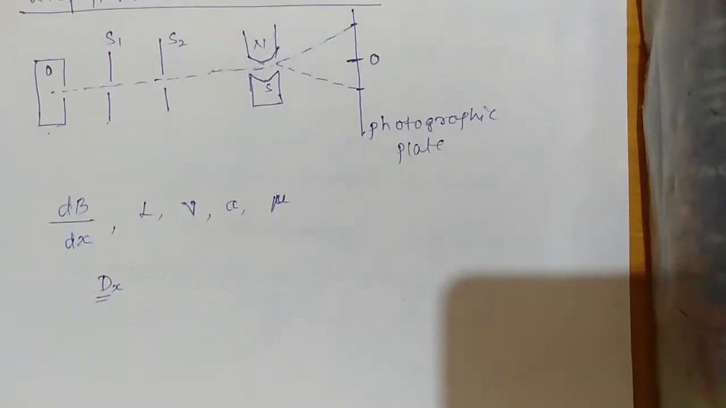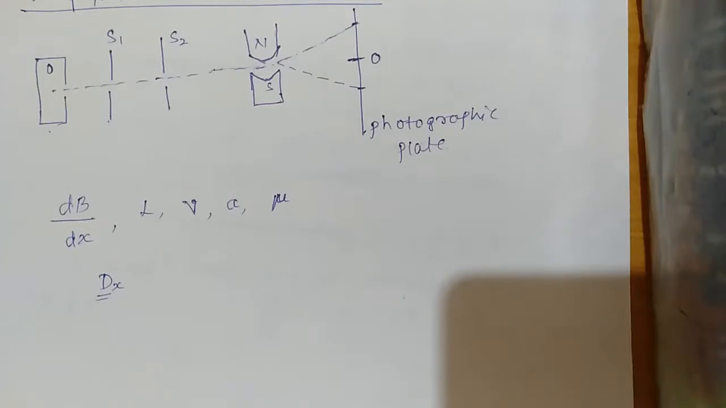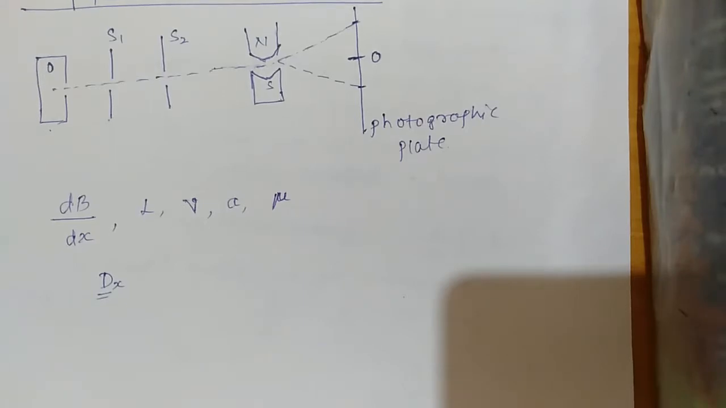There is one important point to be remembered here: why do we take only silver atoms? Because the magnetic moment of silver atoms is exactly equal to the Bohr magneton, so therefore we consider only silver atoms.